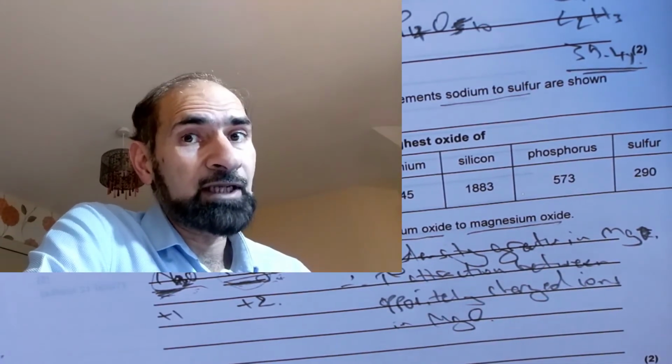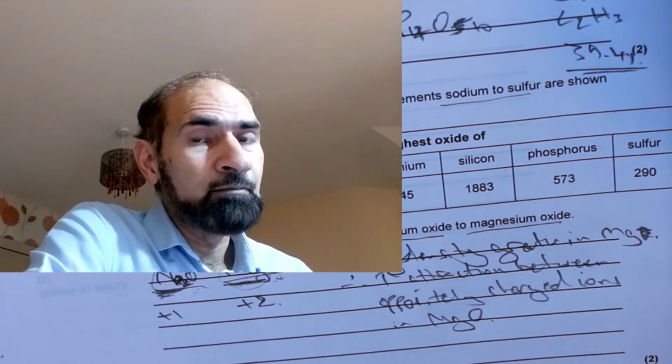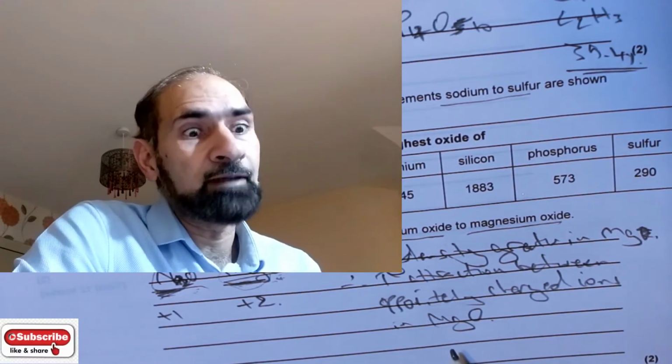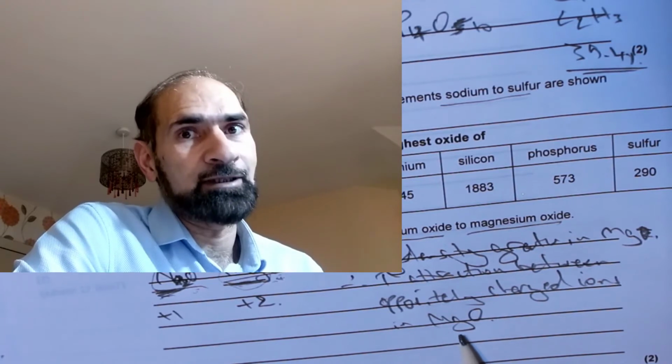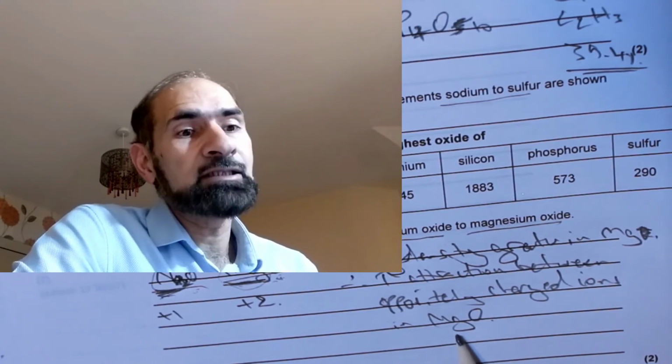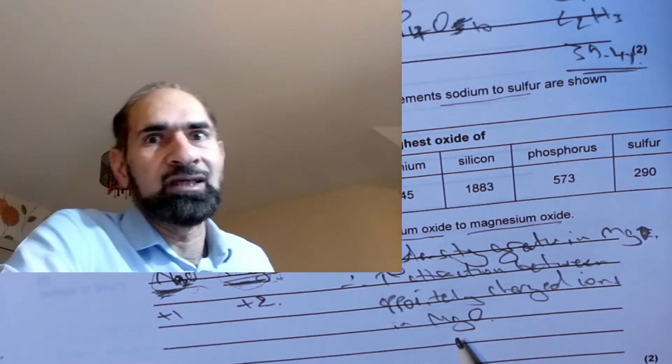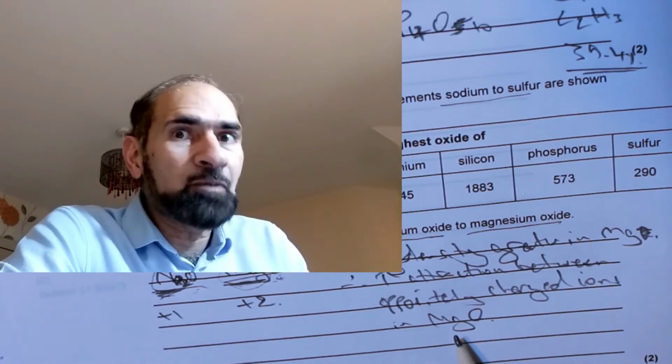Notice, did I mention metallic bonding? No, because I'm not talking about the metal magnesium, I'm talking about magnesium oxide. So please, again, students often end up mentioning metallic bonding. Yeah, we're not talking about metals here, we're not talking about elements here.